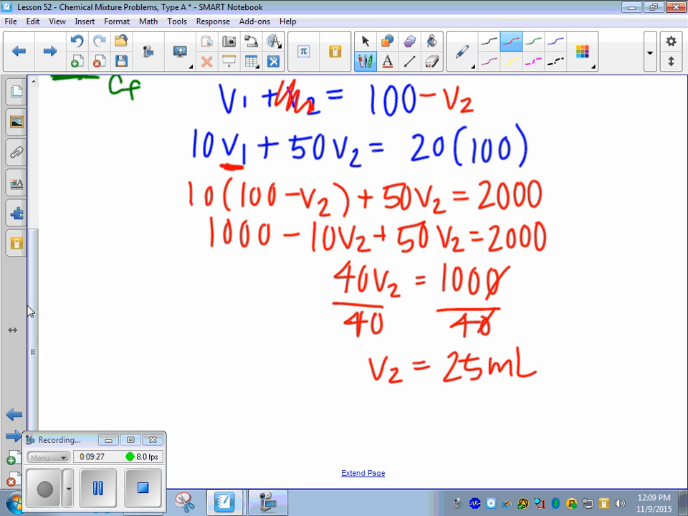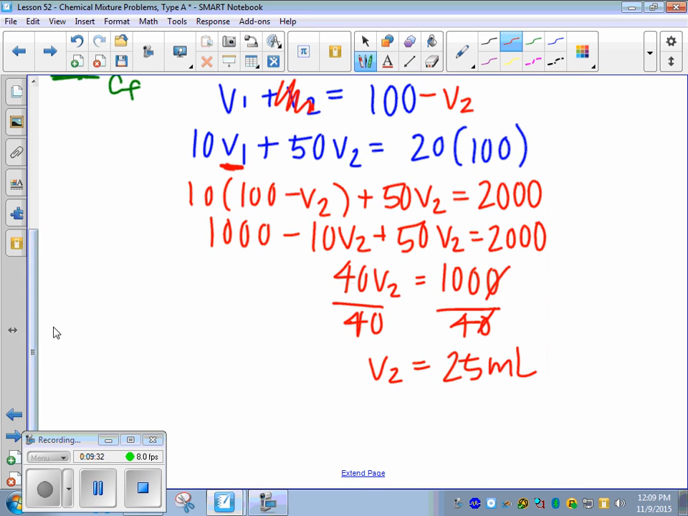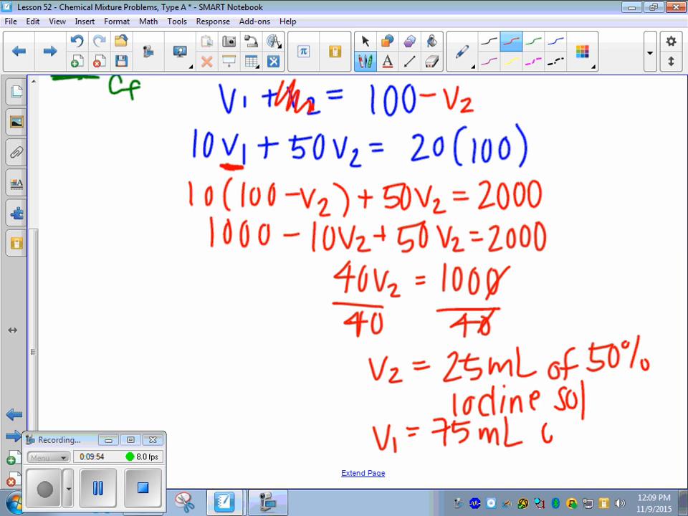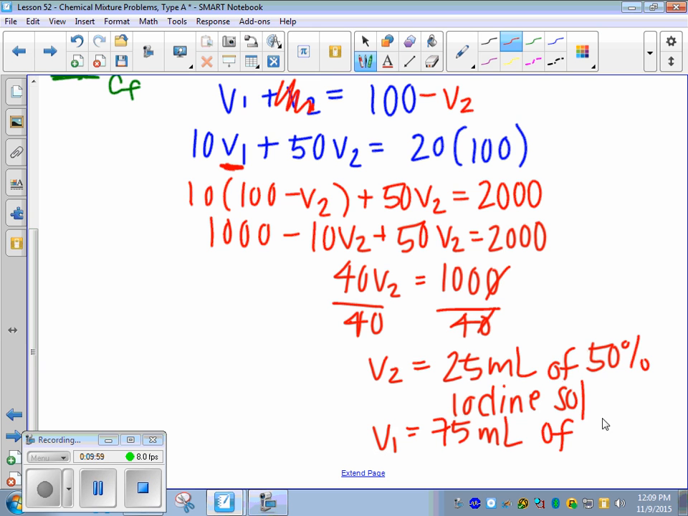Again, we have to go back up and see which concentration that matches with. It's our second one, and our second concentration was 50%. So 50% iodine solution. So we have that one of our volumes is 25 milliliters, and we know that they add to 100. So our first volume must be 75 milliliters of 10% iodine solution. And those are my answers.